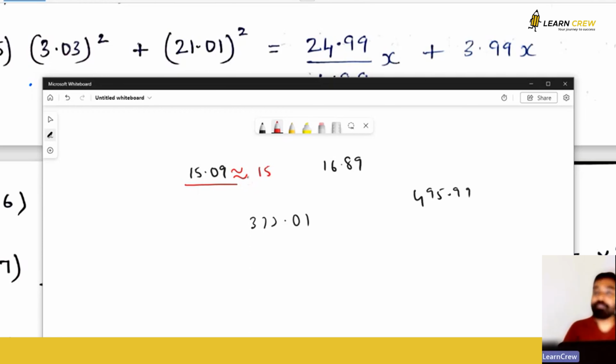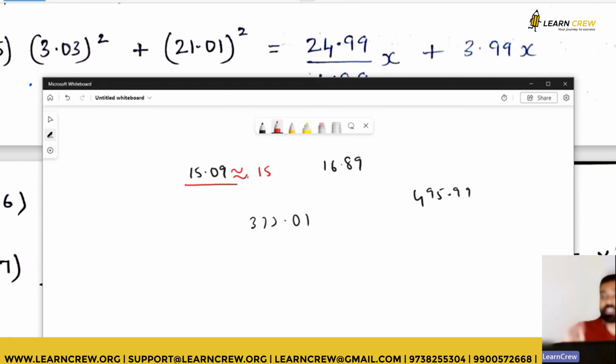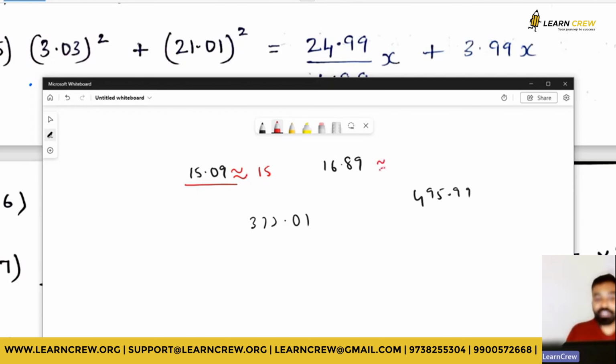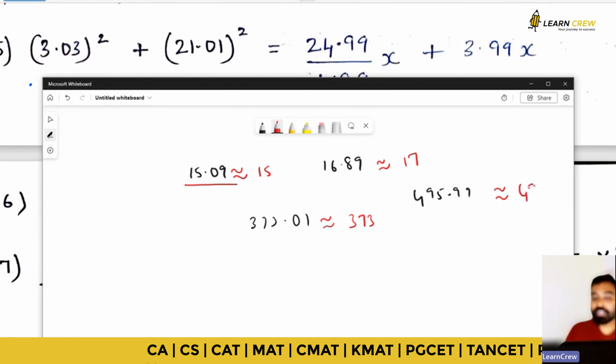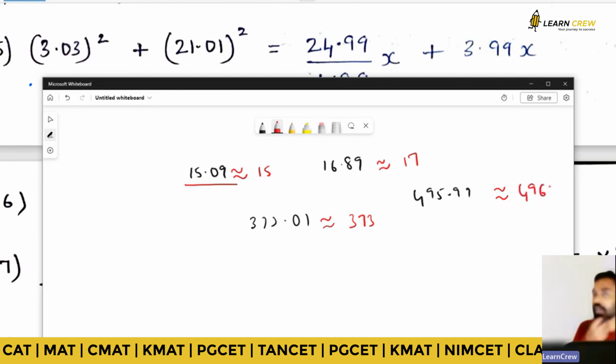So whenever a number is lesser than 15.5 or something, round it off to the lowest closest number. That is going to be 15. Whenever it is above 15.5 or something, round it off to the higher closest number. So in this case, it is going to be 17. In this case, 373.01, 373. In this case, 496. Now, these are your approximations.